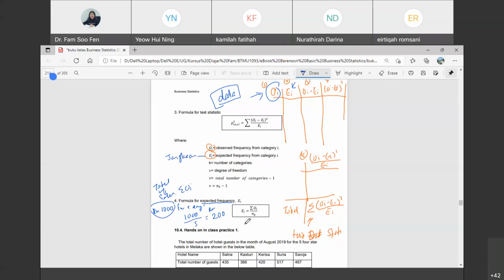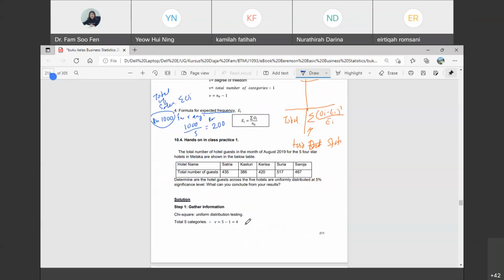Okay, hands-on class practice 1. Let's say the total number of hotel guests in the month of August 2019 for the 5-star hotels in Malacca are shown in the below table: Satria, Kasturi, Kalisa, Surya, Saroja. These are the hotels in Malacca. So this is the total number of guests that arrived. For Satria, this is the number of guests who stayed in the hotel.